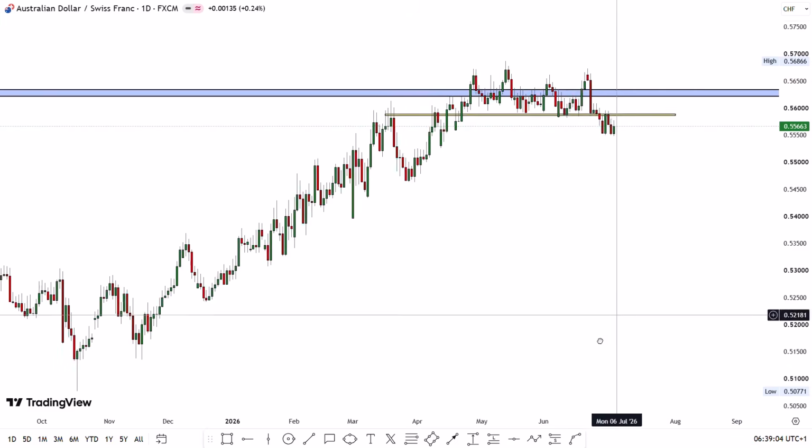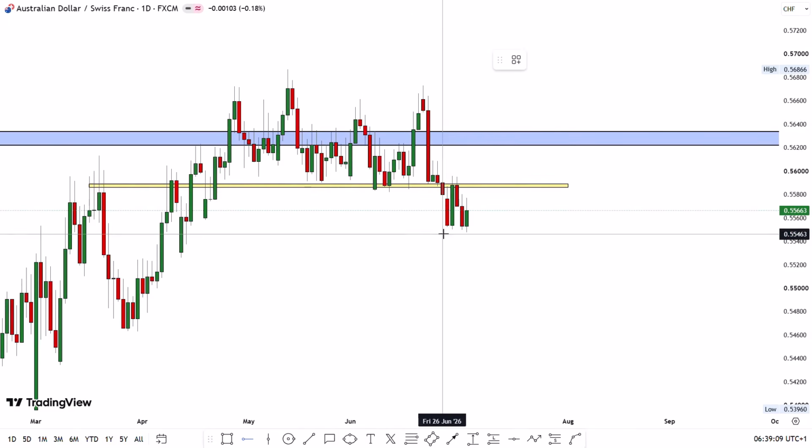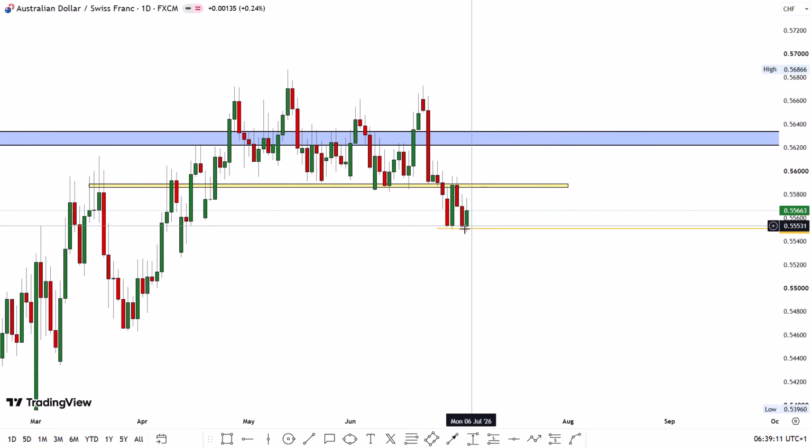For me, if you want to take this trade on AUDCHF, wait for the market to clear this zone.